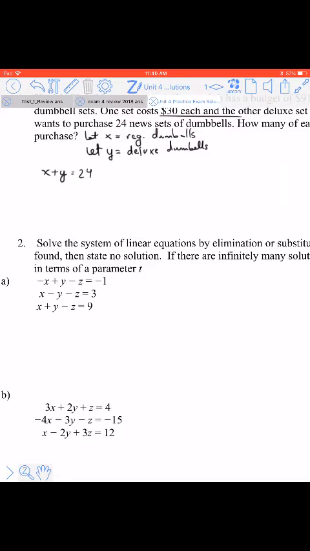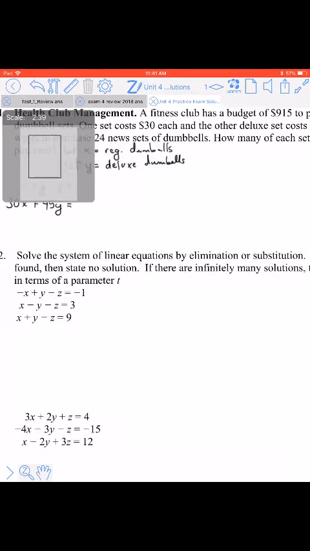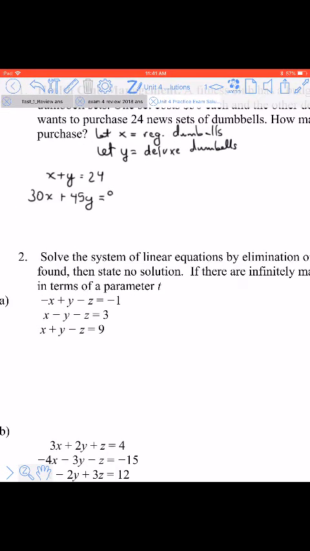And then it describes cost here. It says the regular set of dumbbells is $30, and then a deluxe set of dumbbells is $45, and it says they have a budget of $915 for dumbbells. So now all that's left is solving the system of equations. So I'm going to solve this using the elimination method.